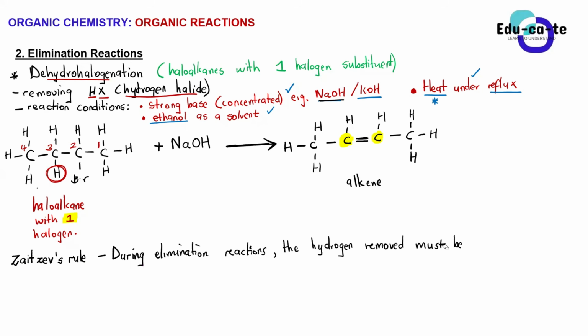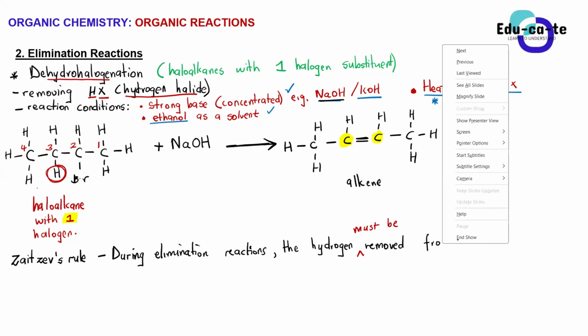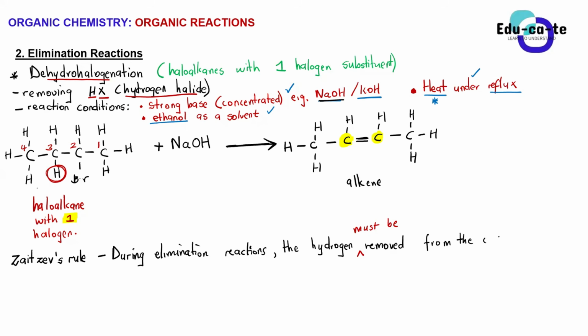The hydrogen must be removed. So our hydrogen must be removed from where? From the carbon with less hydrogens. So this is now known as Zaitsev's rule.